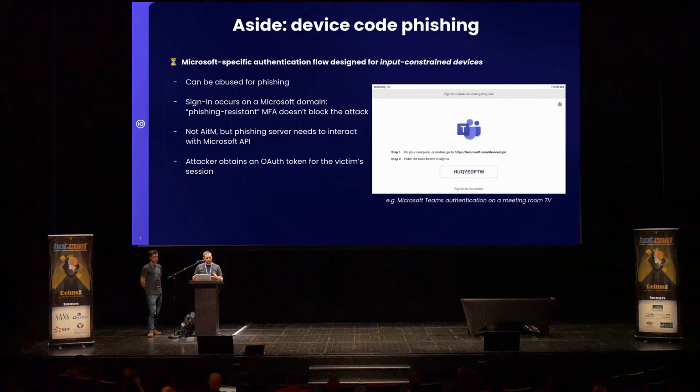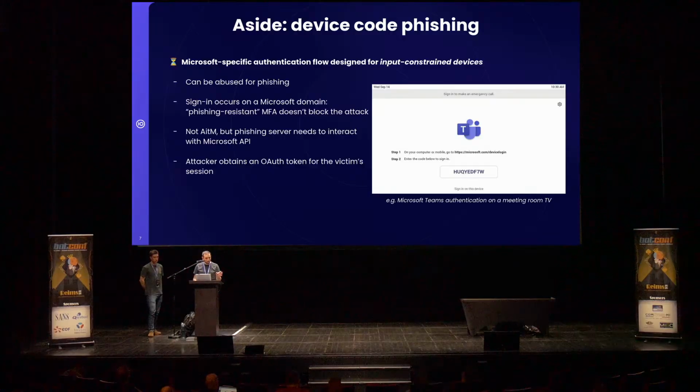And so the idea is that the device displays a 9-letter code to the user on a different device, a smartphone or a laptop. The user enters this code, and this propagates the session of the first device onto the second device. The important parts are that this technique can be abused for phishing. And crucially, the sign-in occurs on a Microsoft domain, which means that even implementing phishing-resistant MFA methods like YubiKeys, passkeys, doesn't protect against this attack vector.